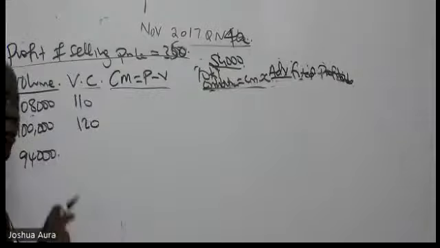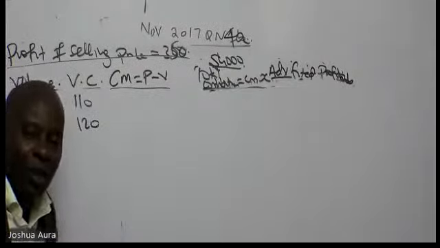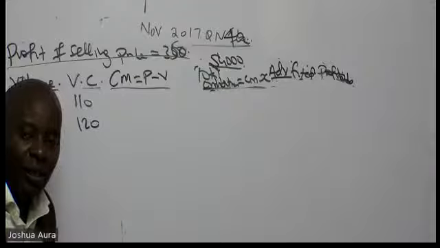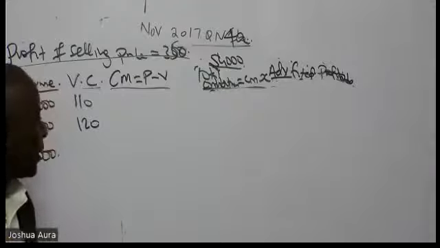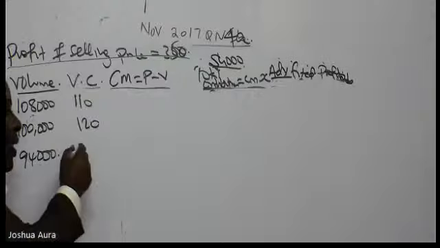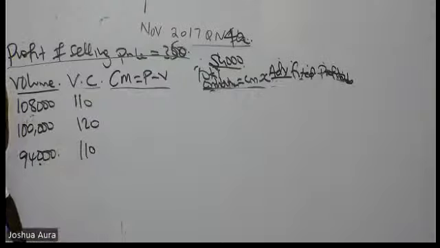So how about this 94,000? What variable cost should I use for 94,000? I can see it's less than 100,000. I should use 110. Let's check again. How much for this one here? All of them are saying 120.